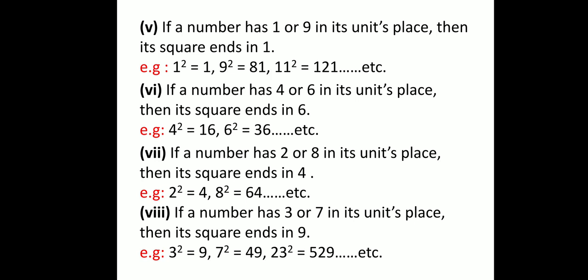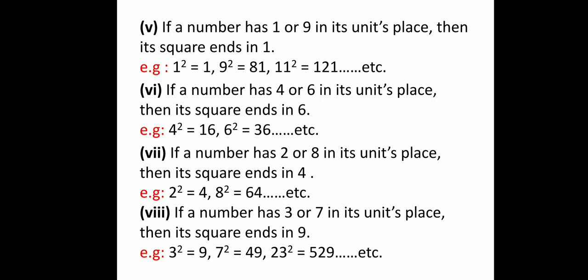Now, sixth property is if a number has 4 or 6 in its unit place, then its square ends in 6. For example, 4 square, if I take, it will be 16. 6 square is 36. So you must have observed that if a number has 6 or 4 in the unit place, then its square will also have 6 at its unit place. Seventh property is if a number has 2 or 8 in its unit place, then its square ends in 4. For example, 2 square, that is 4. 8 square, that is 64. So both these squares have 4 at their unit place.